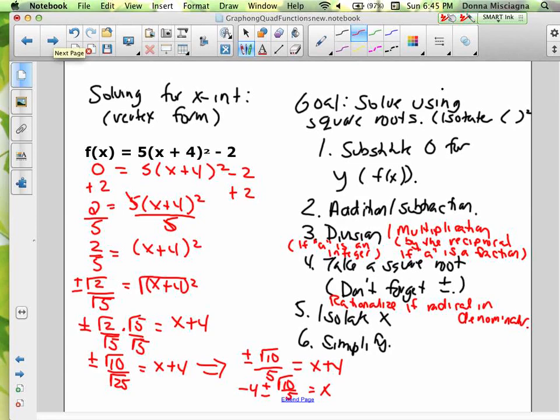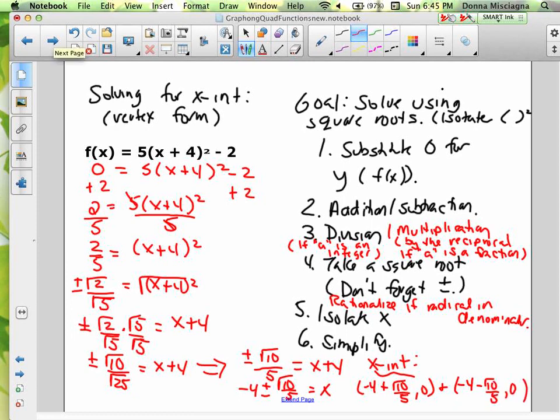If you had any trouble understanding the steps for rationalizing, I can go over those with you. But that's the end of this problem. So now this one does have two x-intercepts. All right, so they are negative 4 plus the square root of 10 divided by 5, 0, and negative 4 minus the square root of 10 divided by 5, 0.